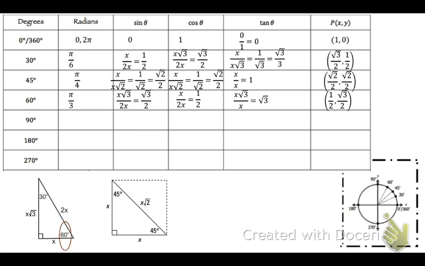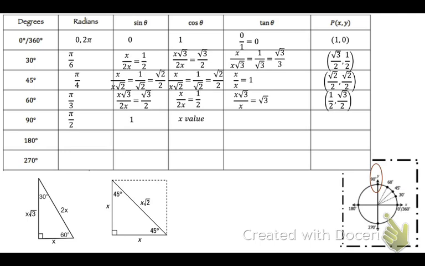Okay, let's do 90 degrees. So we're done using our triangles now. Now we're just going to use this circle over here. So 90 degrees, first convert to radians, is pi over 2 radians. So sine is the y value. My y value right there is positive 1.